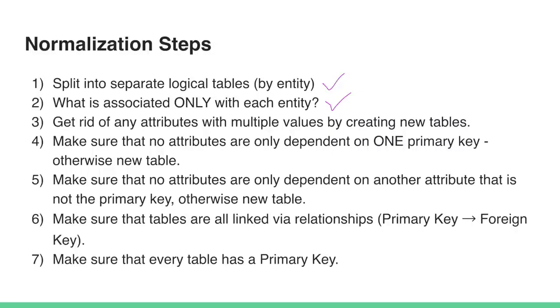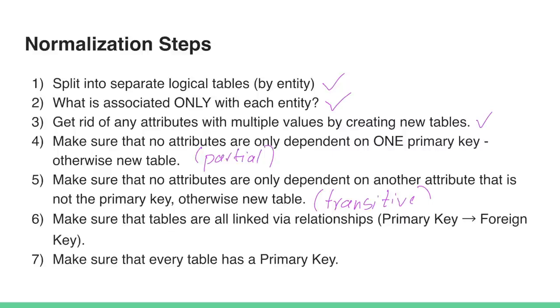You need to get rid of any attributes with multiple values by creating new tables. So if a particular column, attribute, or field has more than one value, that should just not be the case. You need to get rid of that by dividing up your table into multiple tables. Make sure that there are no attributes that are only dependent on one primary key, otherwise new table. That's partial dependence. Make sure no attributes are dependent on another attribute that is not the primary key, otherwise new table. That's transitive. That falls into 3NF.